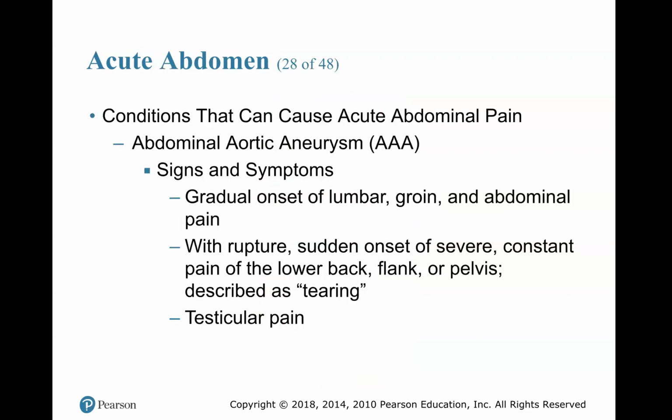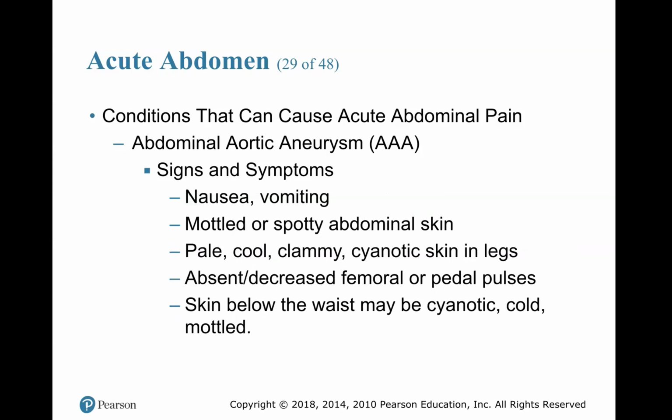One of the reasons. Signs and symptoms of an aortic aneurysm: gradual onset of lumbar, groin, and abdominal pain. With rupture, sudden onset of severe constant pain of the lower back, flank, or pelvis, described as tearing, and testicular pain. Nausea, vomiting, mottled or spotty abdominal skin, pale, cool, clammy, cyanotic skin in the legs, absent or decreased femoral or pedal pulses, skin below the waist may be cyanotic, cold, or mottled.